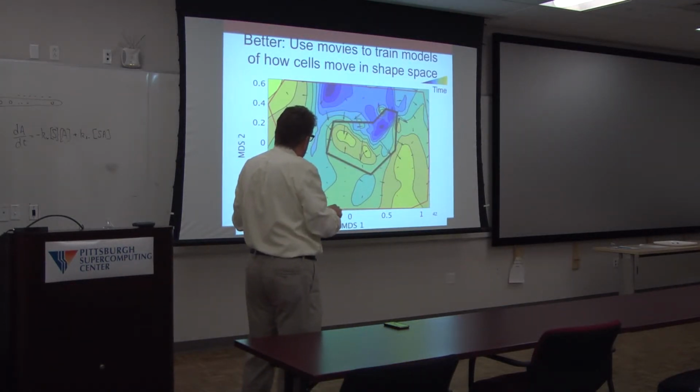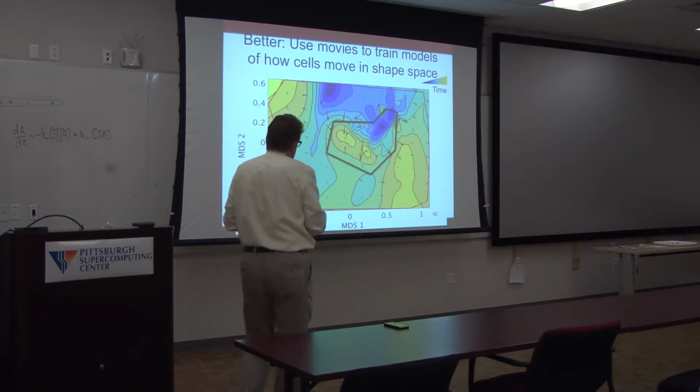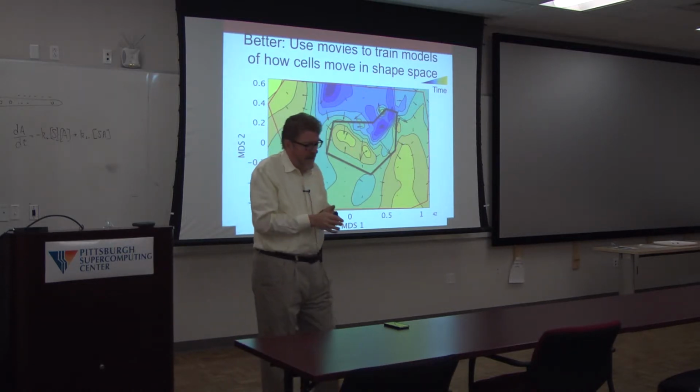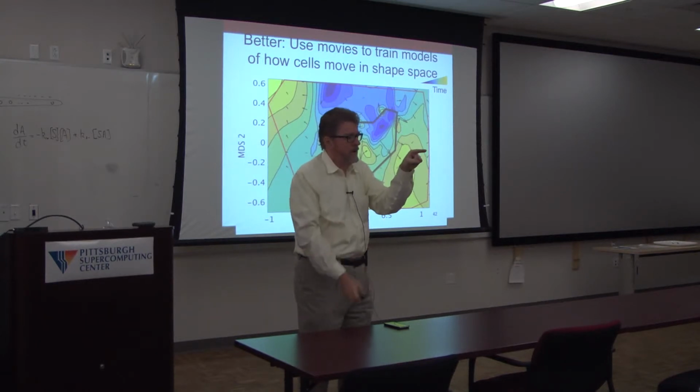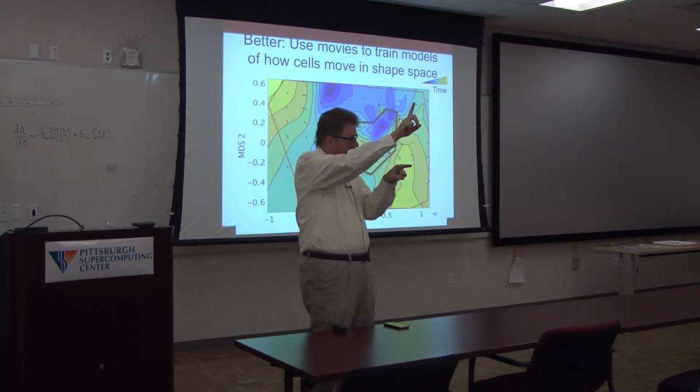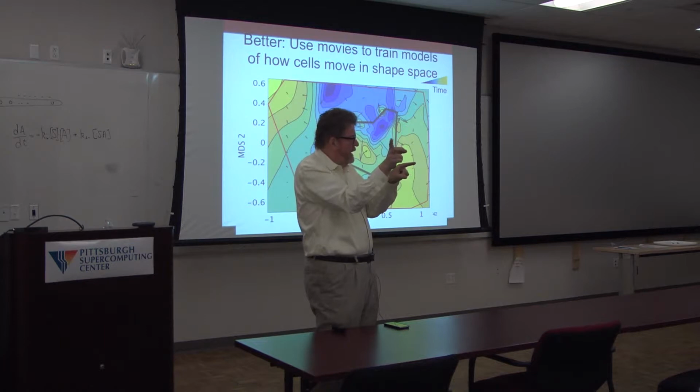Now it's just based on the density of the cells at a particular time. And we can put in arrows that say, if a cell is at this position in the shape space, it's likely to go this way or that way in the shape space.